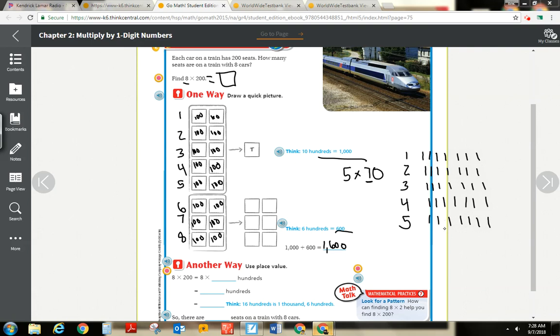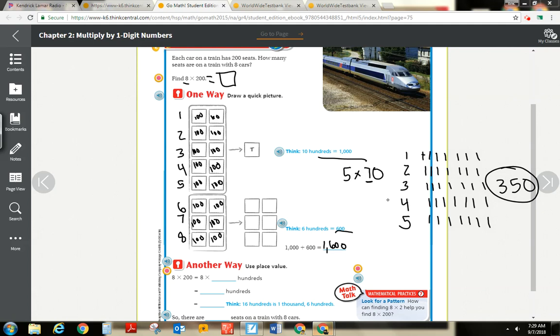Now, if I'm struggling with my facts, I can just go back in and count by tens. 10, 20, 30, 40, 50, 60, 70, 80, 90, 100, 110, 120, 130, 140, 150, 160, 170, 180, 190, 200, 210, 220, 230, 240, 250, 260, 270, 280, 290, 300, 310, 320, 330, 340, 350. So 5 times 70 is 350.